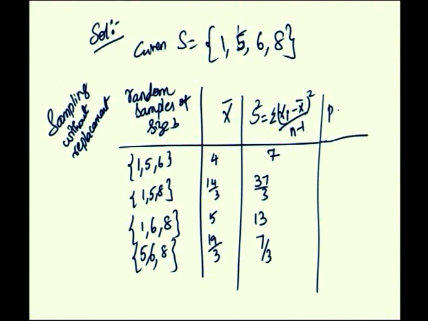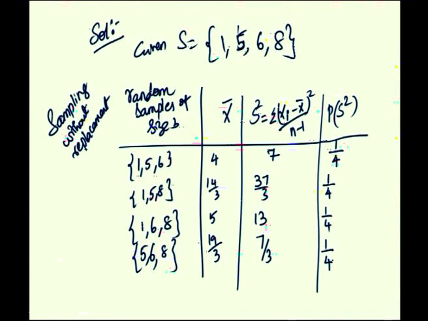The corresponding probability of S square: here you have 4 values, 7, 37 by 3, 13 and 7 by 3. 7 appears 1 time out of 4 possibilities, therefore its corresponding probability is 1 by 4. This is also 1 by 4, and since it has come from an equiprobable space, the probability will be equally distributed. This is the sampling distribution, the probability distribution of S square.